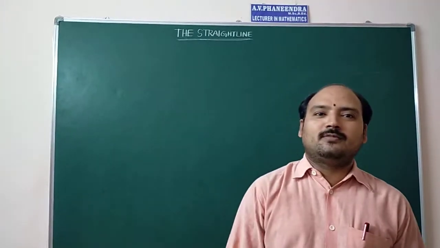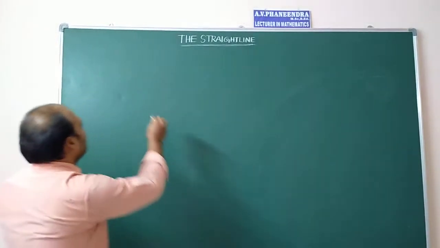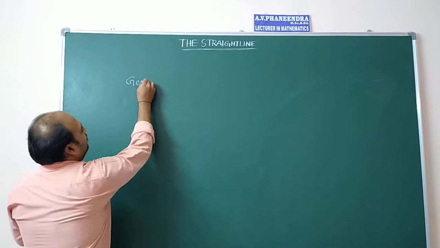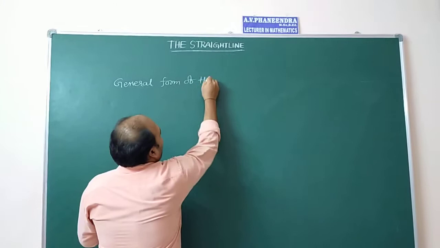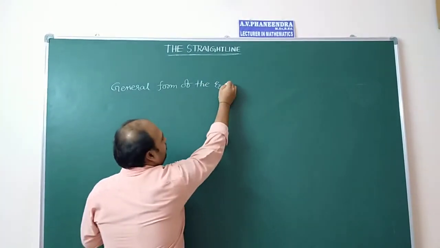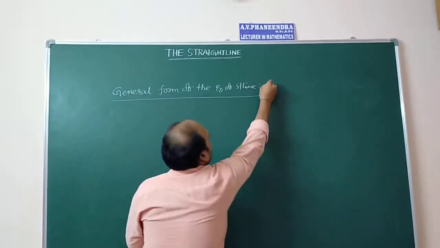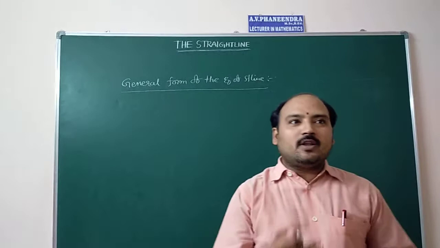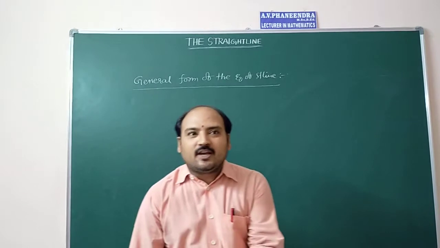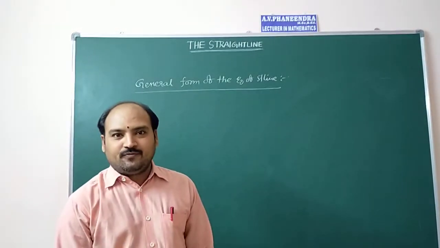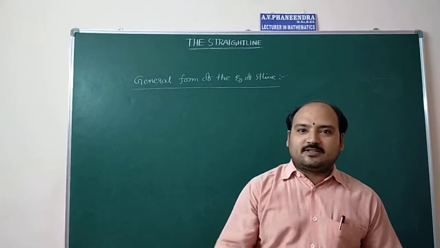After symmetric form, now we are going to learn about the general form of the equation of a straight line. What is the general form of the straight line? The equation of a line in the xy plane can be expressed as a first degree equation in x and y. First degree means the power of x and y should be equal to 1.